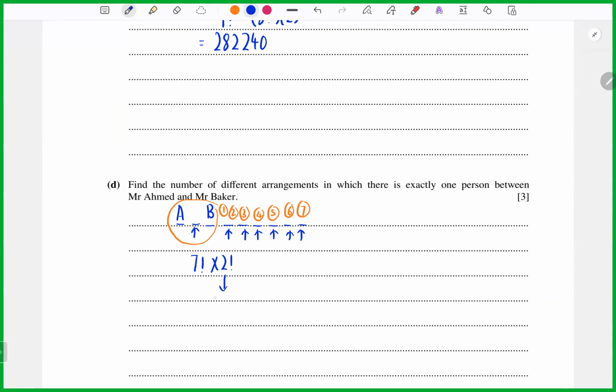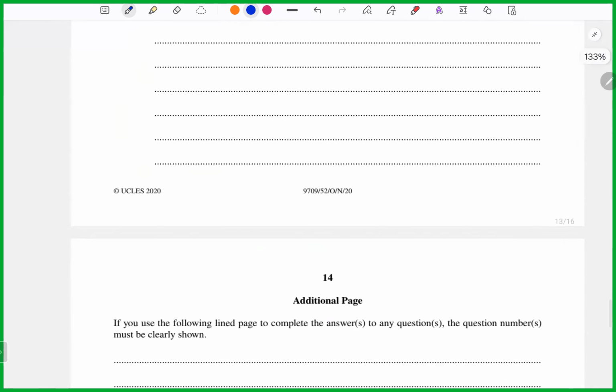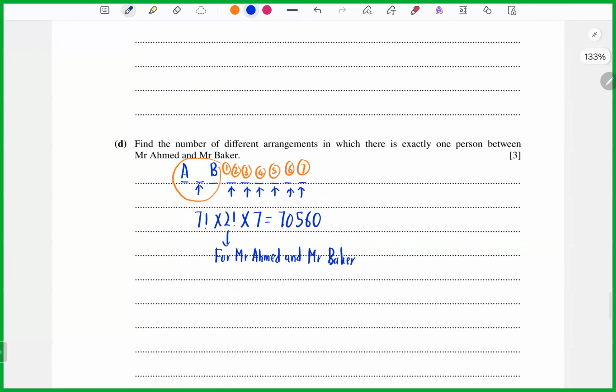And then don't forget to multiply by 2 factorial, this is for Mr. Amis and Mr. Becker. And then you need to multiply by 7 positions. So 7 times 7 factorial multiplied by 2 factorial. So you will get 17,516. So this is your answer for question D.